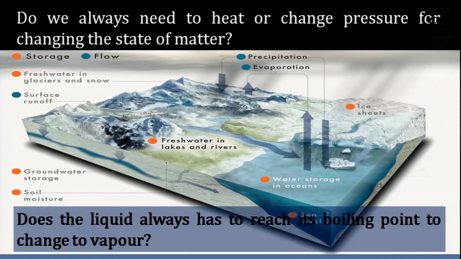Now children, you can see in this figure the water in ocean, lakes, rivers, glaciers, everywhere, it is being converted into vapor. Do we change the temperature or the pressure over here? Or does the liquid always have to reach its boiling point to change into vapor? What do you feel? Is it there every time? Let's see.